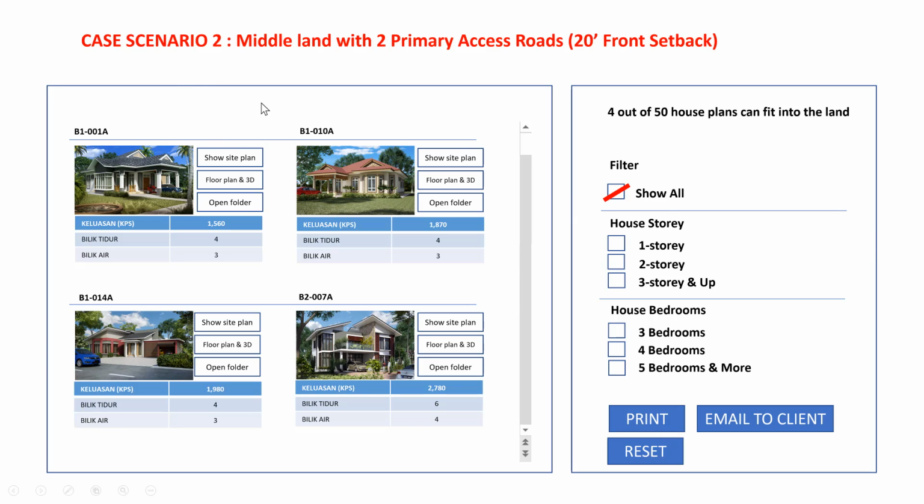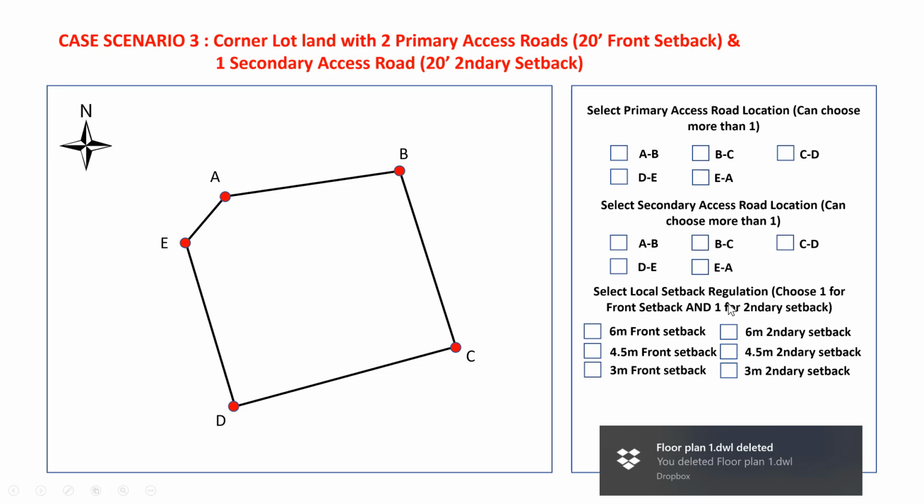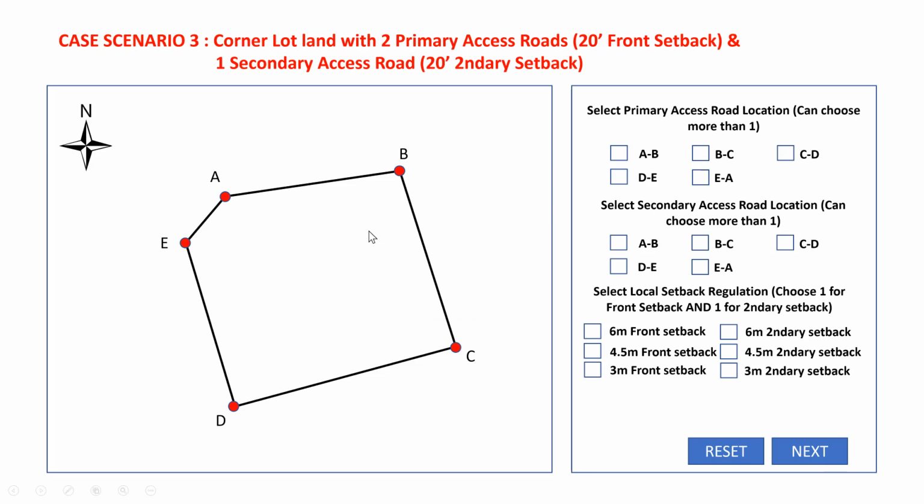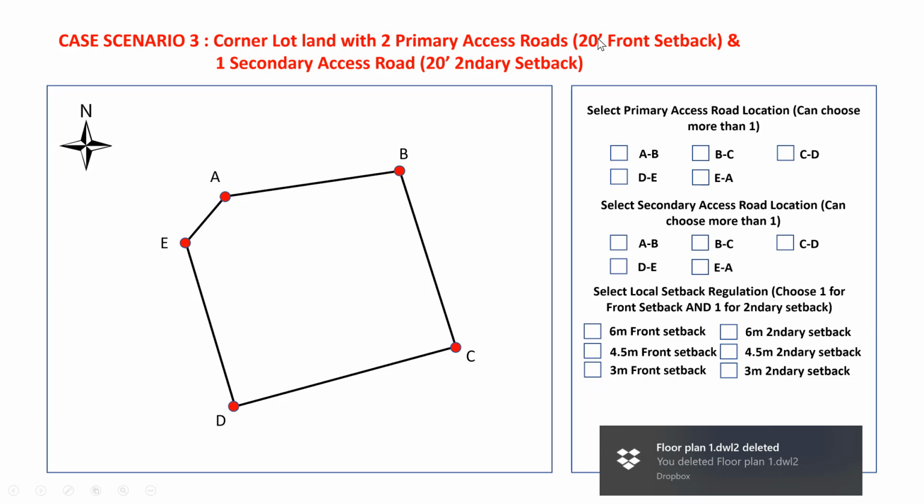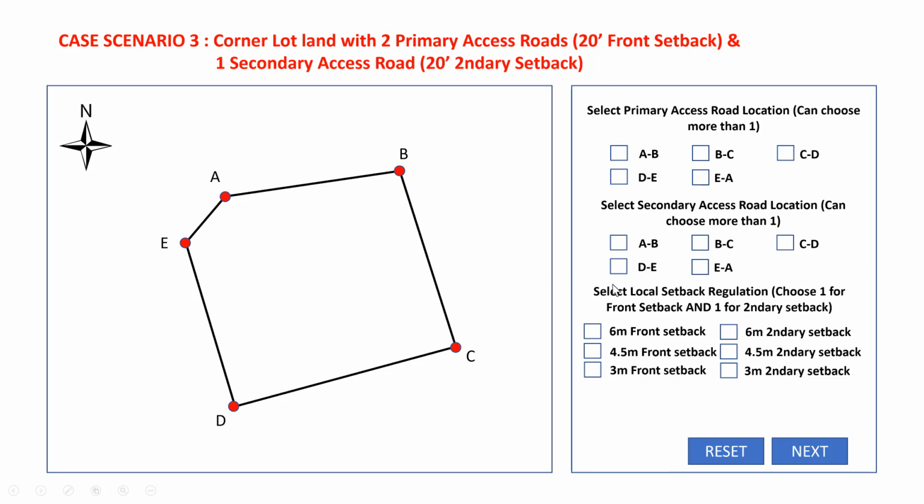So if I were to take the third case scenario, I just reset this one. For the third case scenario, I have a corner lot with 2 primary access roads and 1 secondary access road with 20 feet front setback. 20 feet is actually 6 meters. Sometimes we use feet, sorry, but probably we can change to 6 meters. Okay, 6 meter front setback and 6 meter secondary setback.